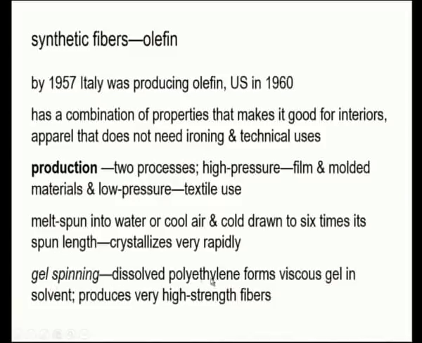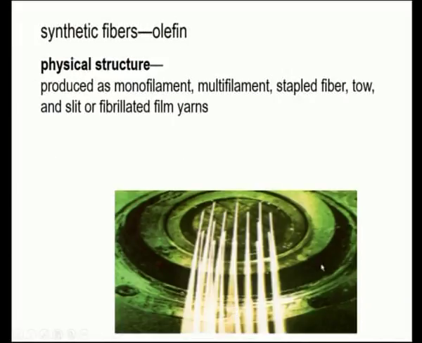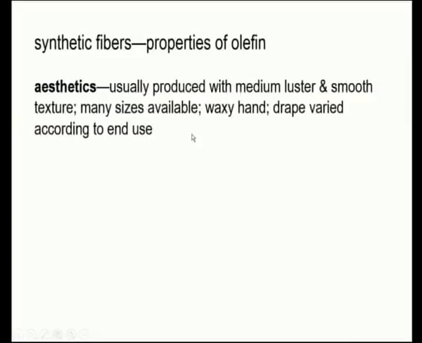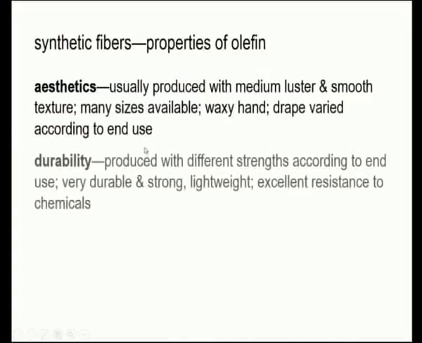Gel spinning: dissolved polyethylene forms a viscous gel in solvent, producing very high strength fibers. The physical structure is produced as monofilament, multifilament, staple fiber, tow and slit or fibrillated film yarns. Fibers are colorless, often round in cross section, and have a slightly waxy feel; cross section is modified according to end use, however we need, that way we can do the modification. Aesthetics and appearance: usually produced with medium luster, smooth texture, many sizes available, waxy hand, trap varied according to end use.